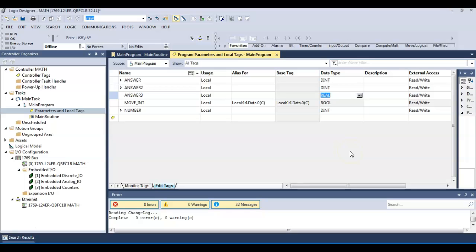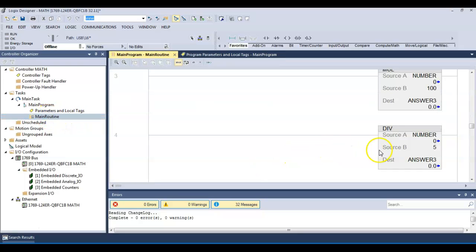Yeah, division's got to be real. So my answer 3 is my divide. So I changed my answer to a real number. So that way I wouldn't worry about that. But if I wanted to use fractions, then we would have to use tag addressing. And we would have to go here. So here's number. So if I wanted to use fractions, then I would have to assign tags on all 3 of them, right? Understand? And then change them all to real numbers.